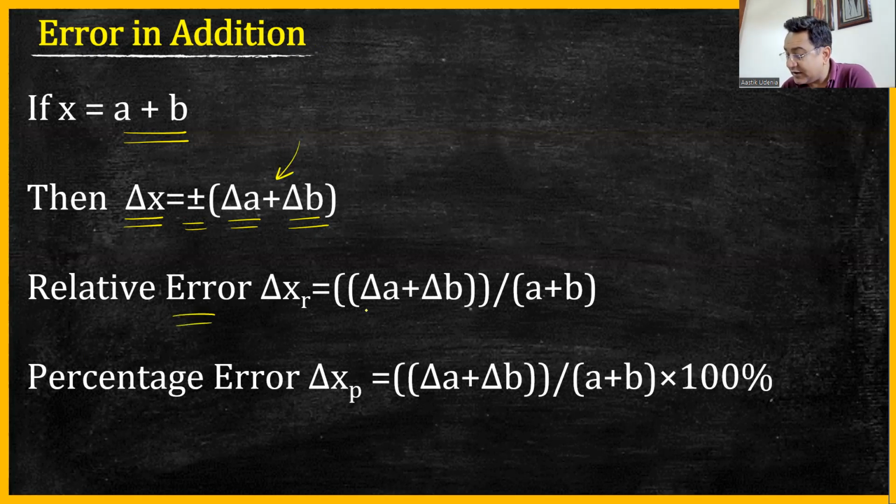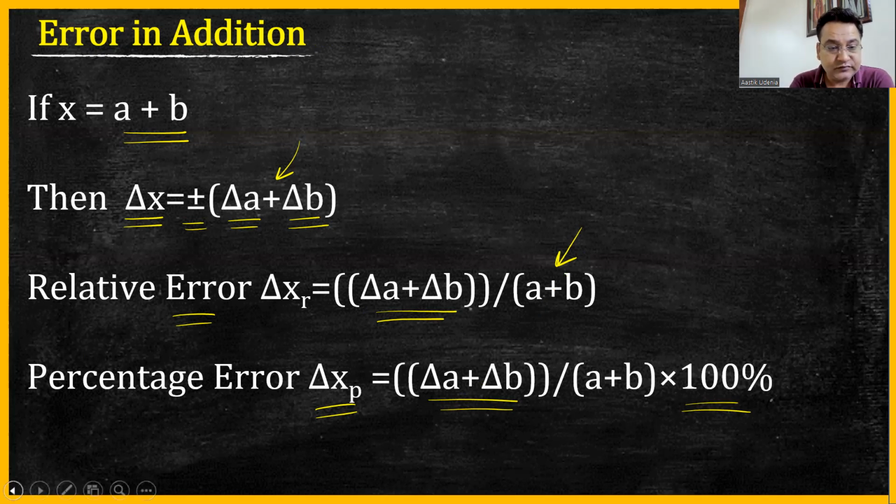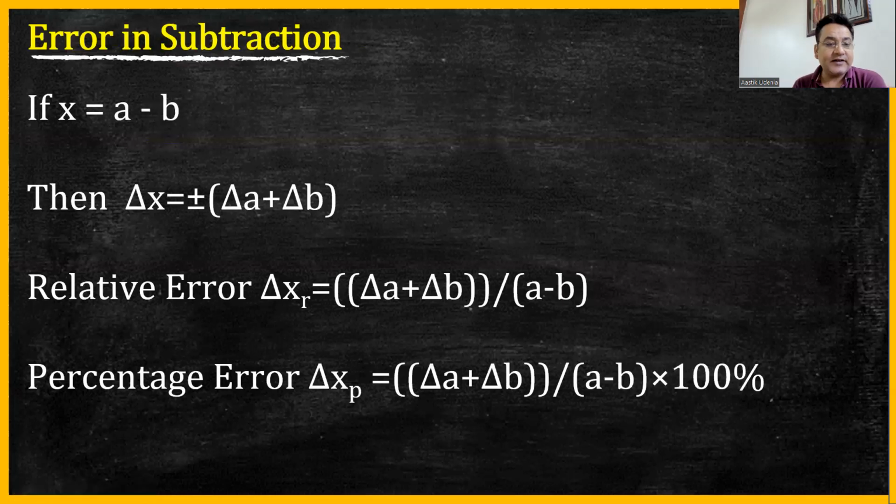To find out the relative error, you find out the total error and divide it by the true value. Do we understand this? Yes, sir. To find out the percentage error, you just multiply relative error by 100%. We all understand this? Yes or no? Yes, sir. Shall we move ahead? Yes, sir.